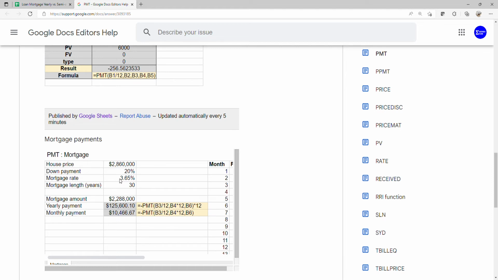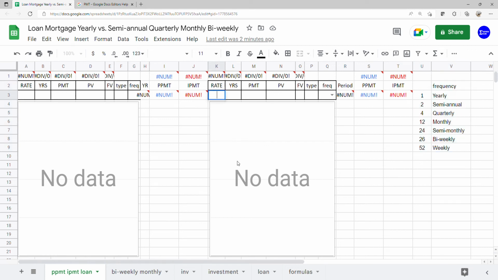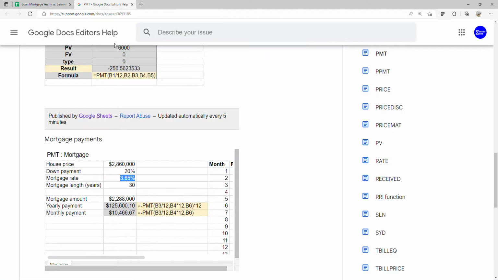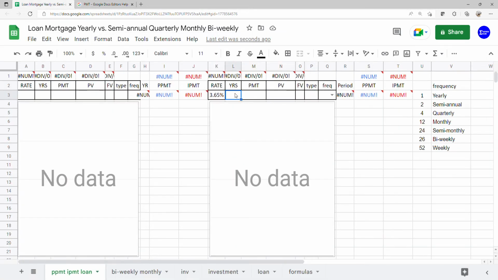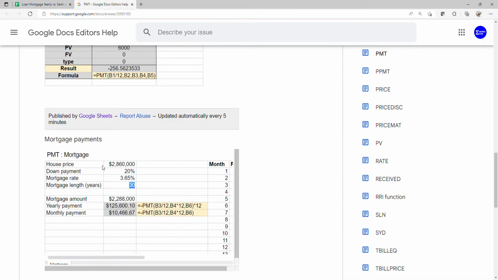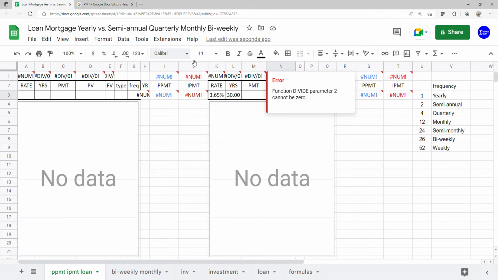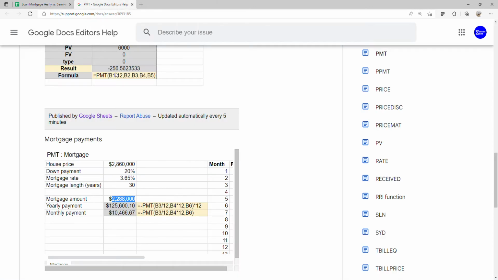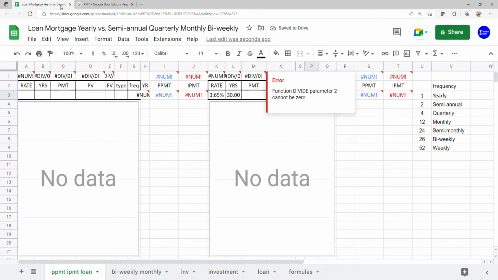Here you have the mortgage rate, that's 3.65. The mortgage length in years, that's 30. And the present value, 2.288 million. That's the mortgage amount. Of course, the future value is 0 because we're paying up the mortgage. The type, in the formula there's no type, so it's default as 0.